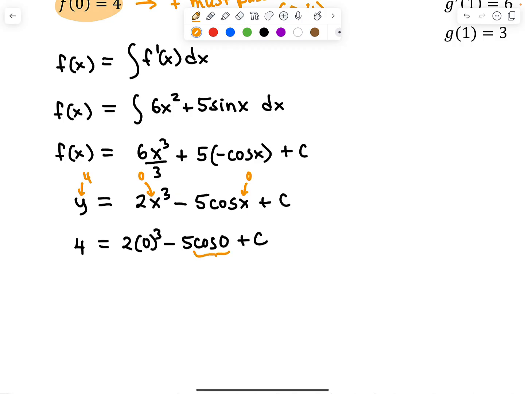Cosine of 0 is equal to 1. So this equation becomes 4 must be equal to, we get minus 5 times 1, so just minus 5, and then plus c. So if I add 5 now to both sides, we see that c must be 9 in order for our function to pass through the desired point.